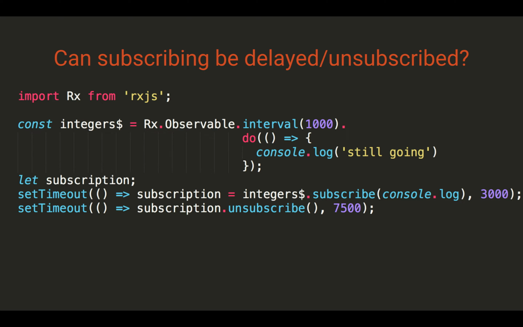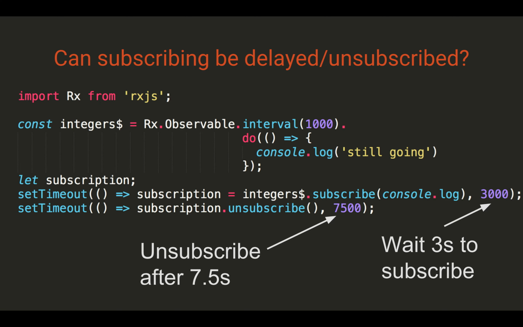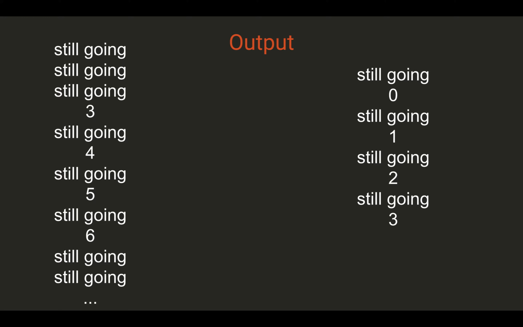In this case, we're going to console.log "still going." Even though we're not touching any of the values, maybe we'll still see "still going." And then we wait 3 seconds to initially subscribe, and then we unsubscribe after 7.5 seconds. So this code has two possibilities of what it might output. On the one hand, on the left, when we define the observable, we might immediately start seeing "still going, still going, still going," and then after 3 seconds, when we subscribe, the value's at 3, so we see 3, and then we see "still going" 4, 5, 6, on and on.